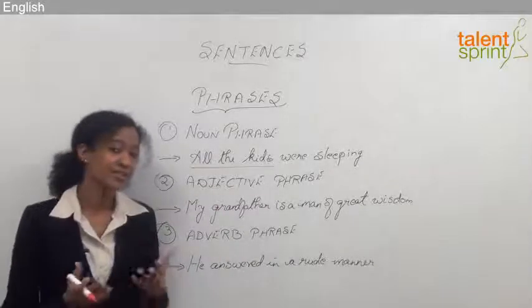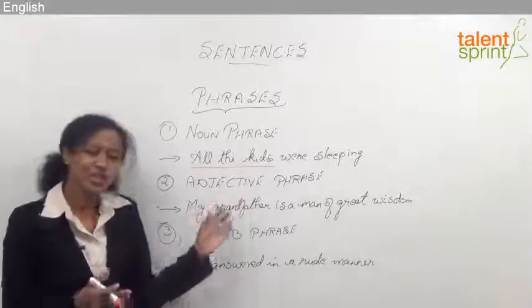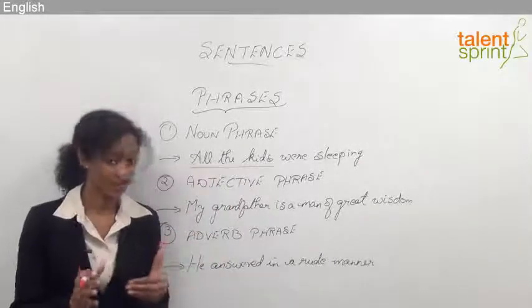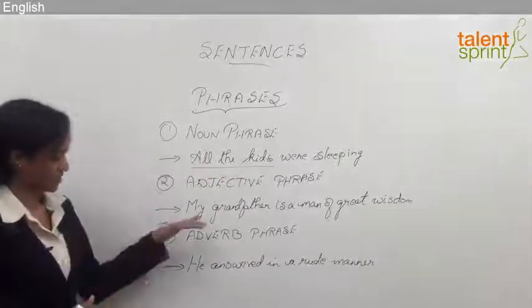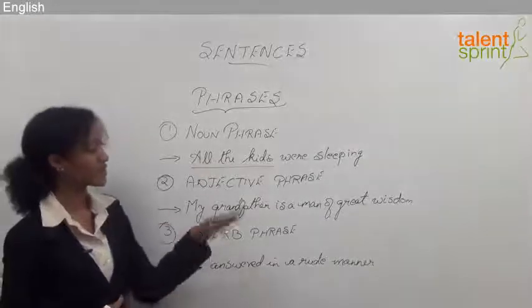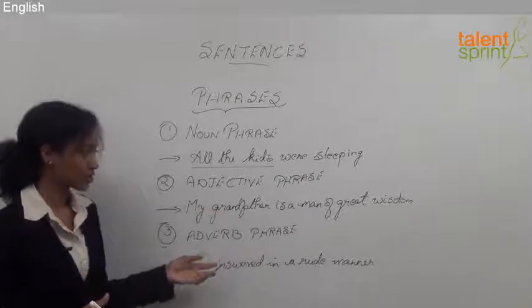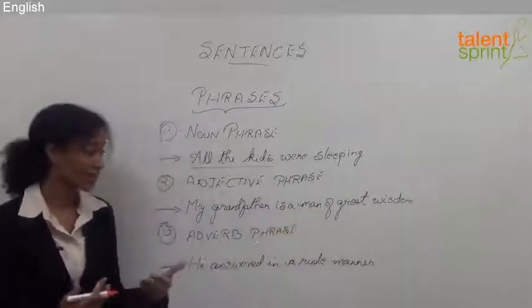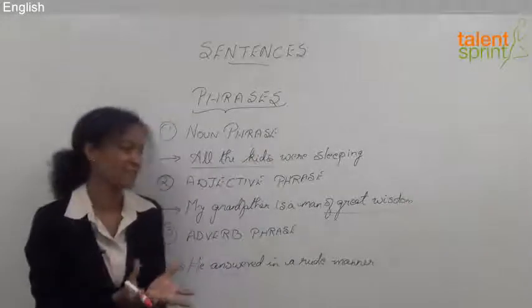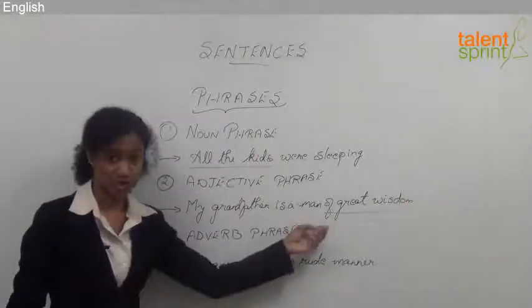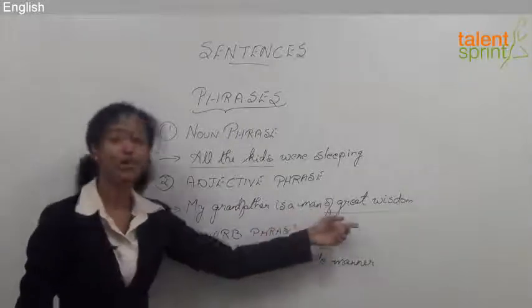An adjective phrase is a phrase where it functions like an adjective. Now adjective phrases usually begin with a preposition or a participle, and it follows the noun that it's modifying. So in this example, my grandfather is a man of great wisdom. I understand that my grandfather is the noun. So is a man again is a noun. So of great wisdom becomes my adjective phrase. It begins with a preposition here, of, and it follows the noun, and that's what it's modifying.